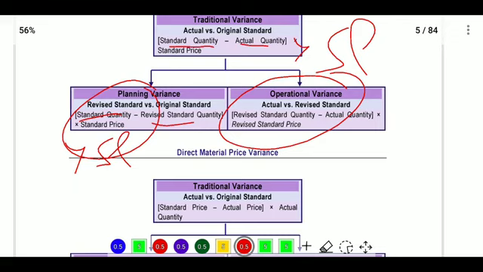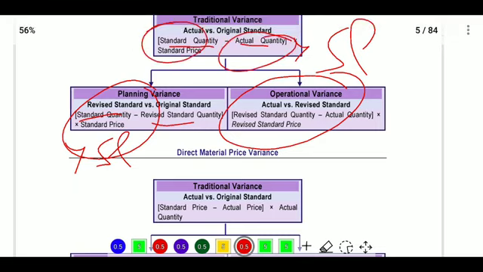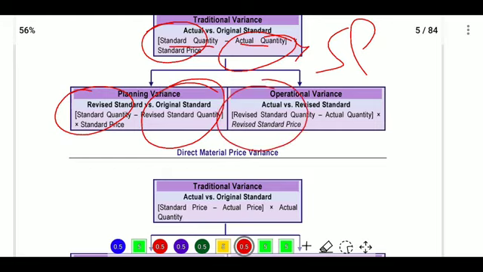We will prepare the standard, so that we will take the first standard, and the actual will come. Next, here also the same. First we will prepare the actual standard, and for that we come to the revised, so that the revised will become. Next we will prepare the revised based on available information and then the actual quantity.